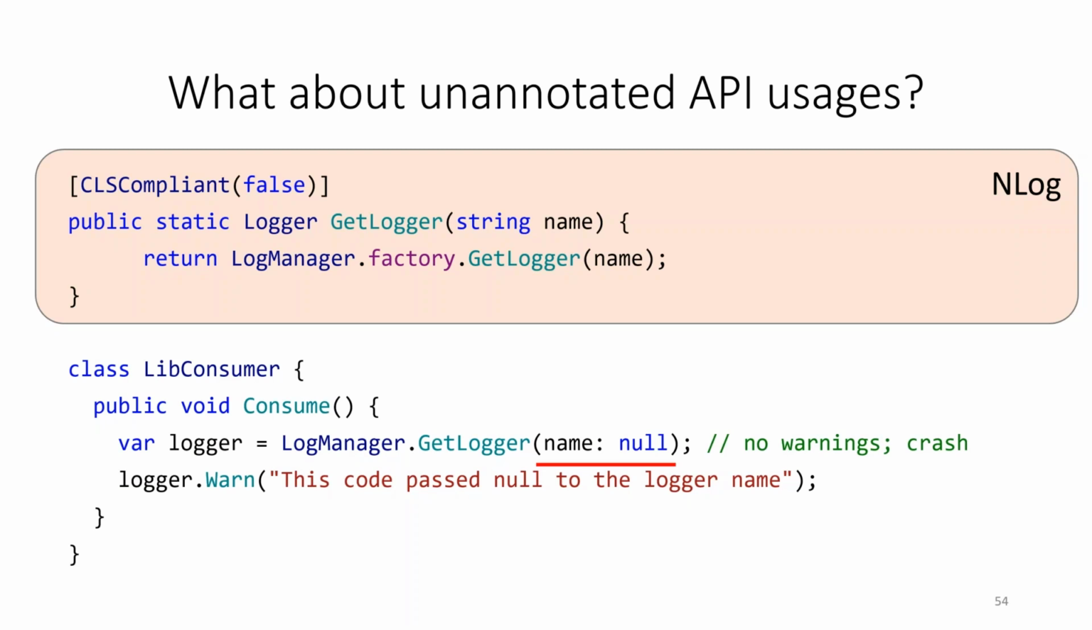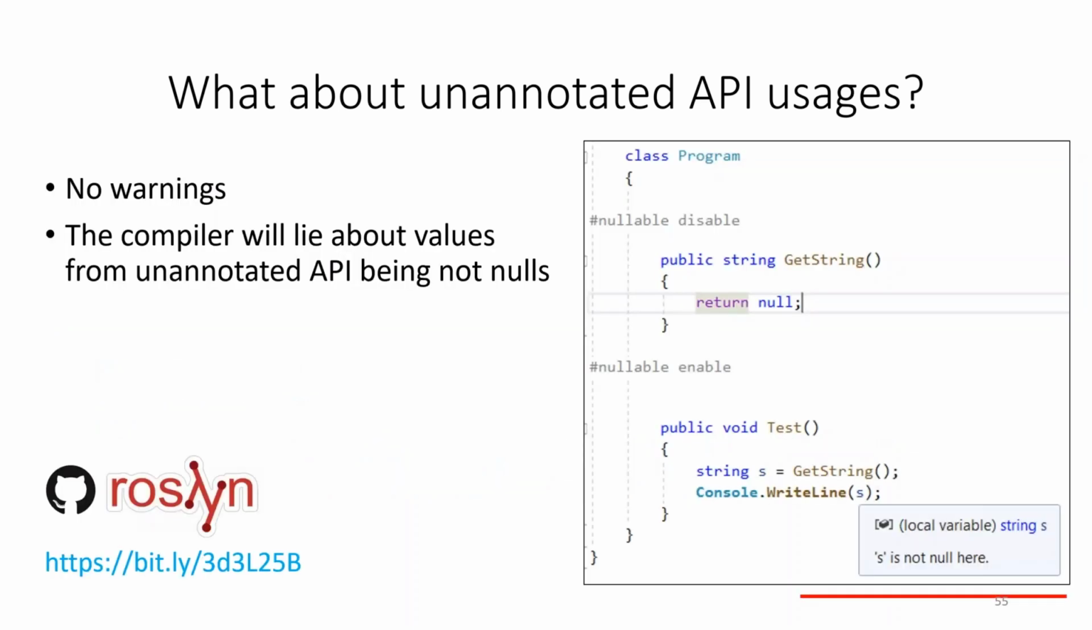This code will result in a runtime crash, but the compiler will not be able to tell me, because it doesn't know anything about the GetLogger method. The library isn't annotated, and it means that the compiler doesn't want to nag me about null values. It just believes that I know what I'm doing. And what is actually even worse is that in order to prevent all the warnings from unannotated API in my code, the compiler is forced to consider them not nullable. And you might accidentally see this information while hovering over a variable you got from unannotated API, and the compiler will actually lie to you and say that it is not null here, and that might not be true.